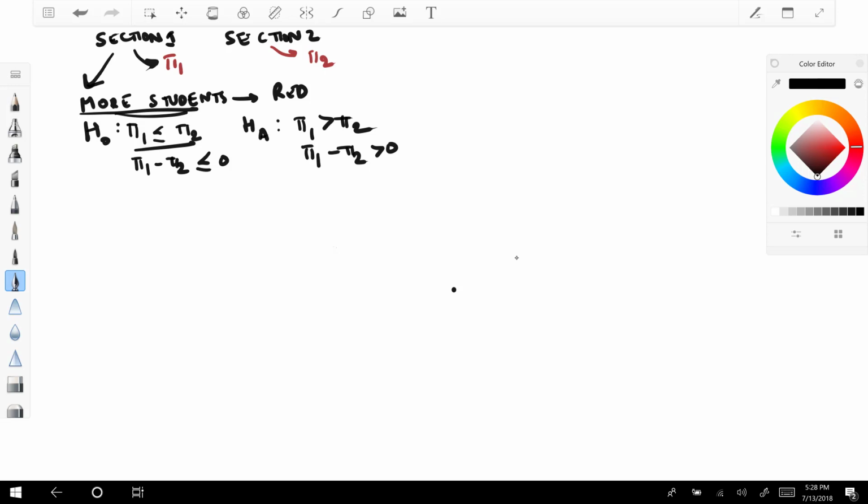So once we define our hypothesis, the next step of the hypothesis testing is to compare the test statistic with the critical value.